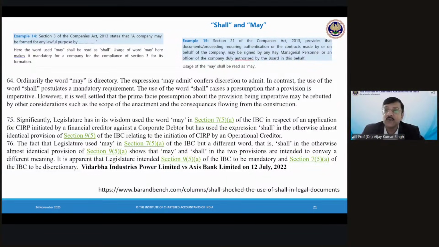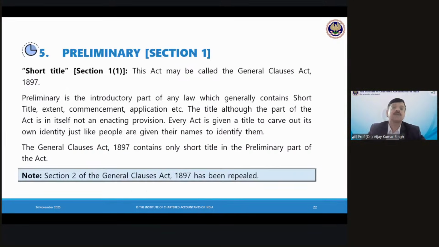So this is in the context of the notice, right? So there is a requirement of a notice and there is a requirement of not a notice. In case of operational creditor, there is always a requirement of a notice because the word shall is used, whereas in case of financial creditor, the word may is used. So it is discretionary. However, over a period, by way of interpretation, this may has been looked into and they have tried to say that, okay, fine, you need to have a notice. That is a different thing. But this interpretation was there in Vidarbha Industries Power Limited versus Axis Bank Limited on 12th July 2022. So you can see here how the meaning of may and shall is interpreted by the courts.